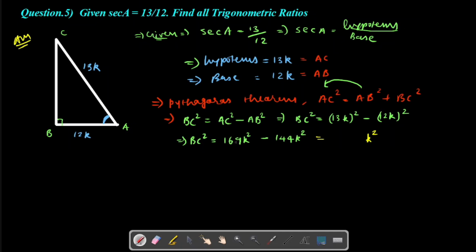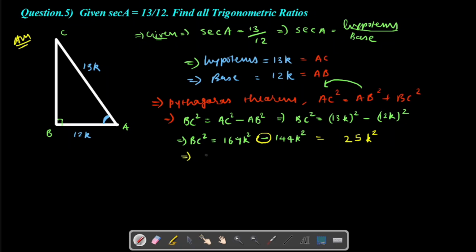Yes, 169 minus 144. What do we have to do with it? We just have to subtract it. Okay, so 9 minus 4 is equal to 5, right? And 6 minus 4 is equal to 5. 6 minus 4 is 2, not 5. Okay, so it is 25k square.